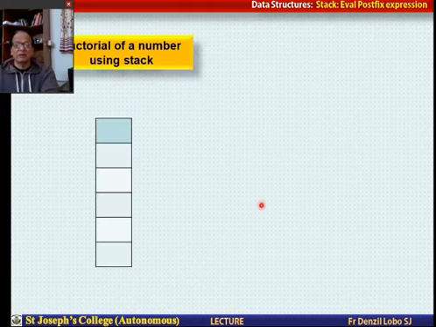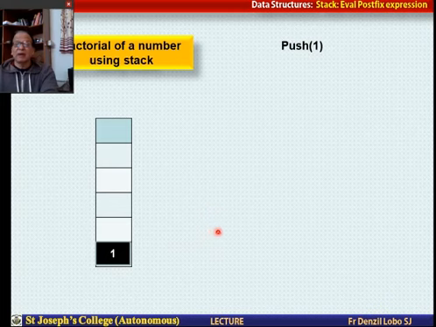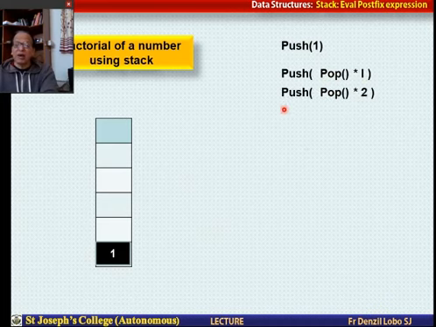Here your demo is there. Let us see. I will take this demo. Push 1. So I am pushing 1. Then I pop, I take 1 into 1, and push it again. So 1 is there. Again I pop this 1, multiply by 2, i value has become 2, and push it onto the stack. So it becomes 2 factorial. Then I pop again, 2 is popped, multiply by 3, 6, I push it back onto the stack, 6. So this is the factorial of 3.